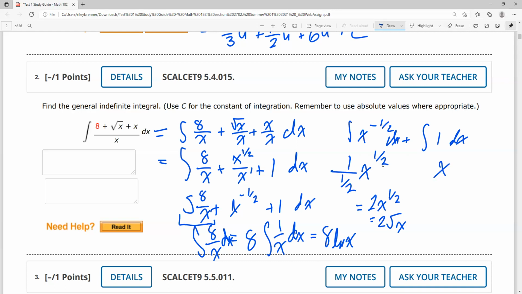Very straightforward. So putting all those pieces together, our final answer becomes 8 ln of x plus 2 root x plus x. And then what am I forgetting here? Plus c. Don't forget that. That is our final answer. All right. Any questions on that process?